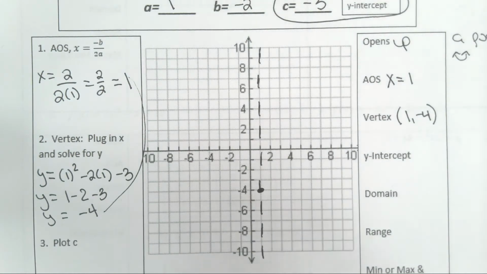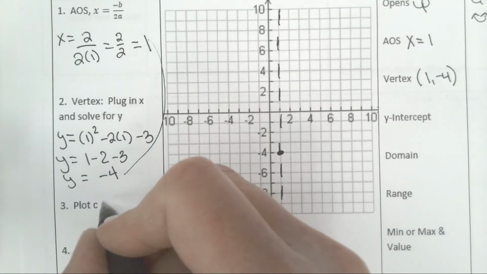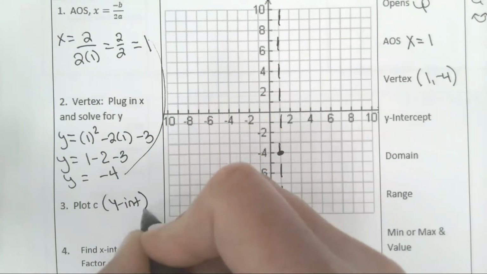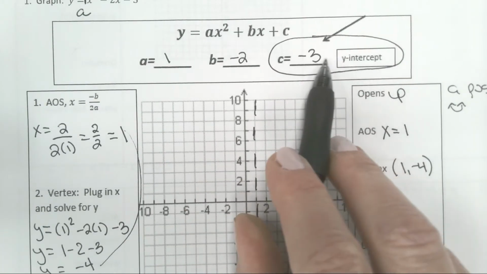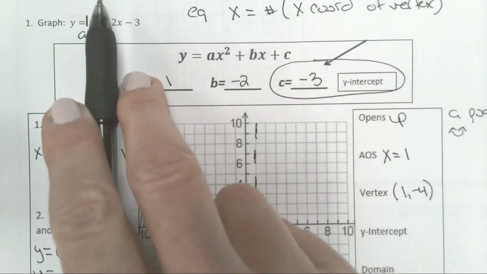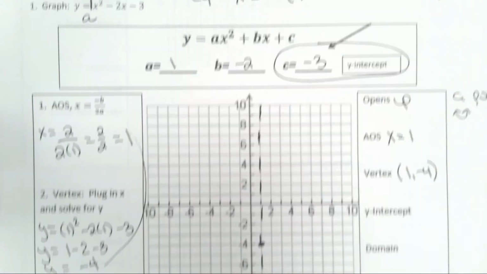The next thing that you're going to do is plot c, which is your y-intercept. And if you go up there, it says c is -3, because that's a -3 right there.